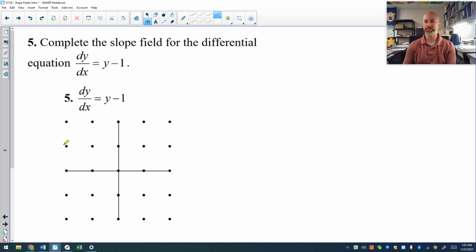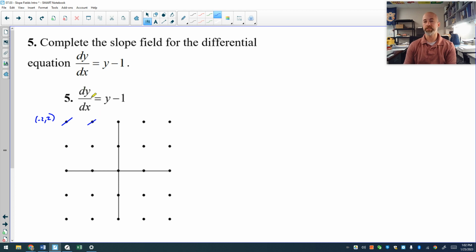I'm going to start here at -2, 2. And so right here, my y coordinate is 2. My slope would be 2 minus 1, which is 1. So I'm going to have a slope of 1 right there. This point right here is the point -1, 2. My y coordinate is 2, and so the slope is 2 minus 1, which again is 1.